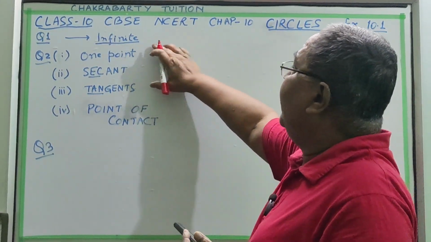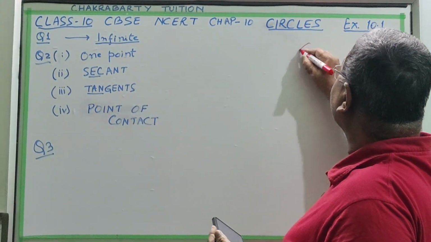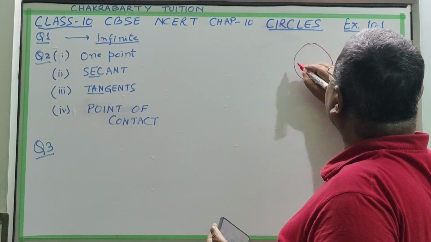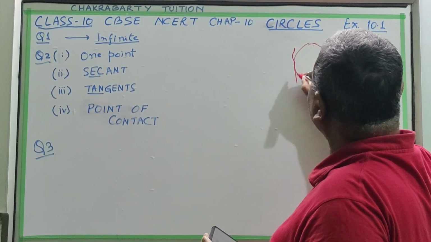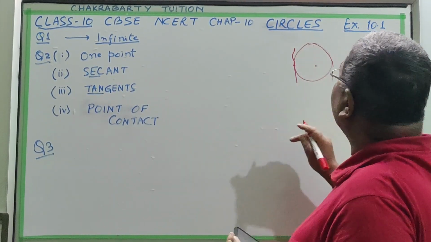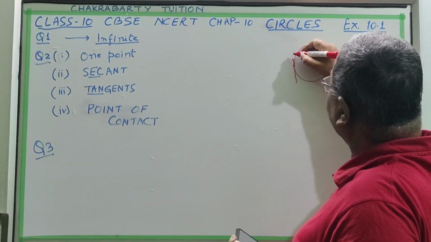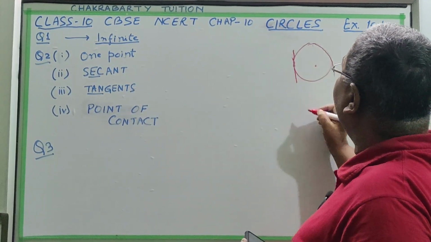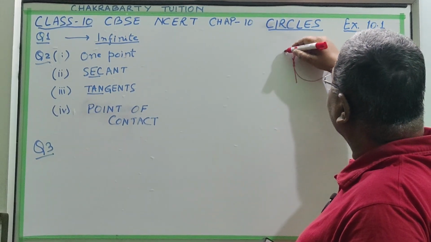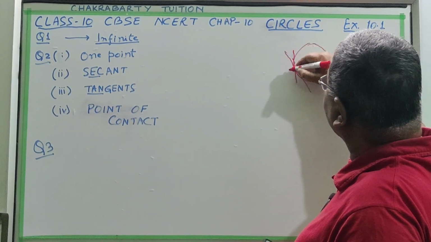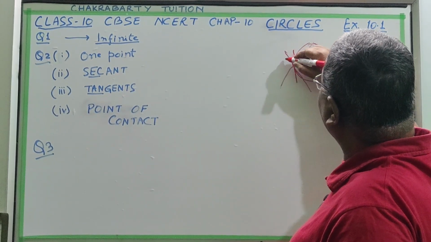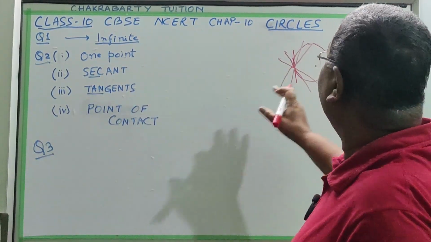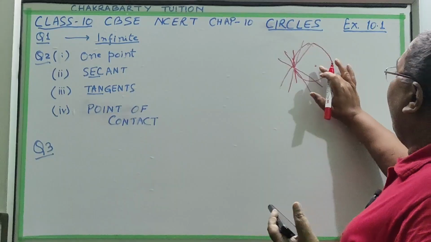So it can have infinite. What they are saying is, suppose this is a circle and this is a tangent. Tangent means the line will touch at one certain point. On this point, how many can be drawn? It can be drawn like this also, like this also, like this. So an infinite number of tangents we can draw on a circle.